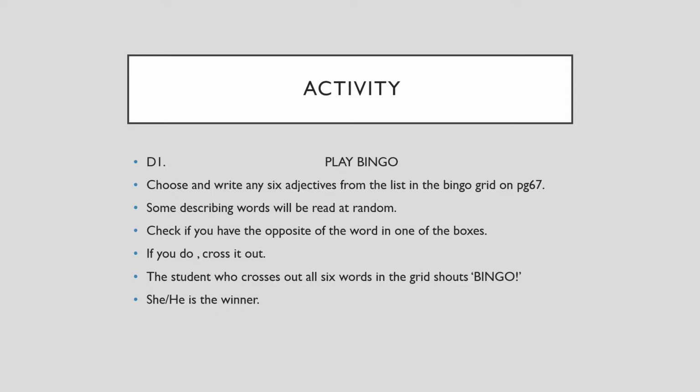Now the student who crosses out all 6 words in the grid shouts bingo. The student who is the first one to cross out all the 6 words shouts bingo. And this person, he or she is the winner. Now you could also continue playing. This person can be made to sit and then the others can continue playing to decide the second winner and the third winner. Or you could even play till everyone has got all 6 crossed out.